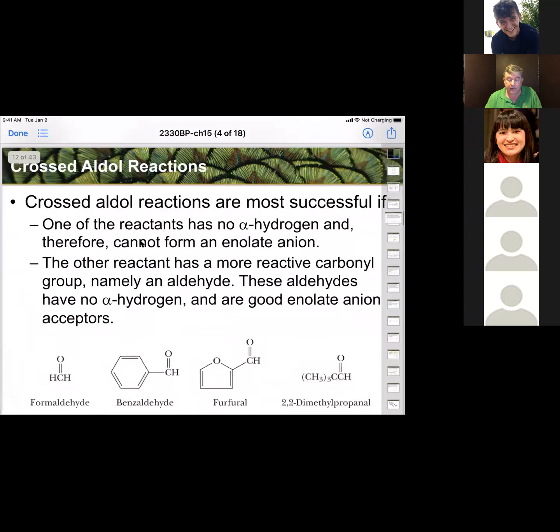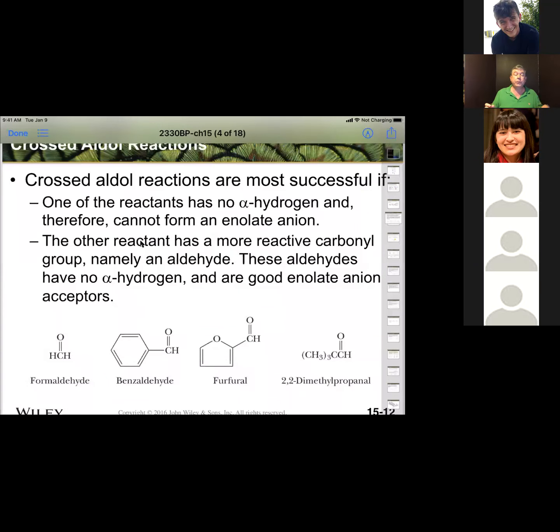Okay, so it's really useful to use. It's a lot less reversible and it's a lot cleaner reaction if you choose your substrate correctly. So the idea is one of your carbonyl compounds should have 0 alpha hydrogens and the other one should have 1 type of alpha hydrogen, and you're guaranteed to have 1 product.